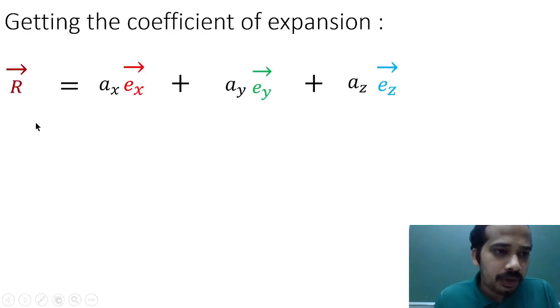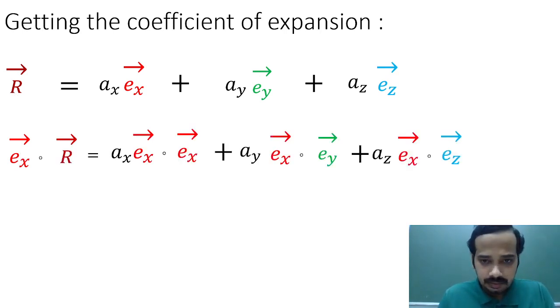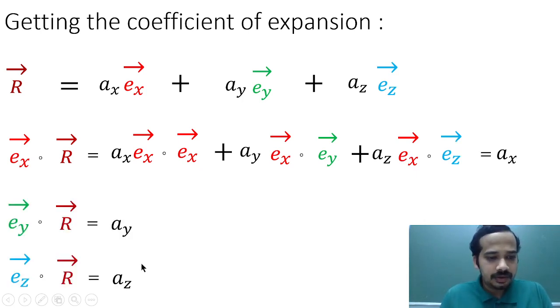Getting the coefficients of expansion: once we write a general three-dimensional vector in terms of these three basis vectors ex, ey, ez, it's very important to obtain the coefficients because they decide the net, resultant vector. To get a coefficient, suppose I need ax, I take the dot product of the ex vector with the r vector. In that case, ex dot ex is equal to 1, ex dot ey equal to 0, ex dot ez is equal to 0. That's why you obtain ax. Similarly, you can obtain ay and az.